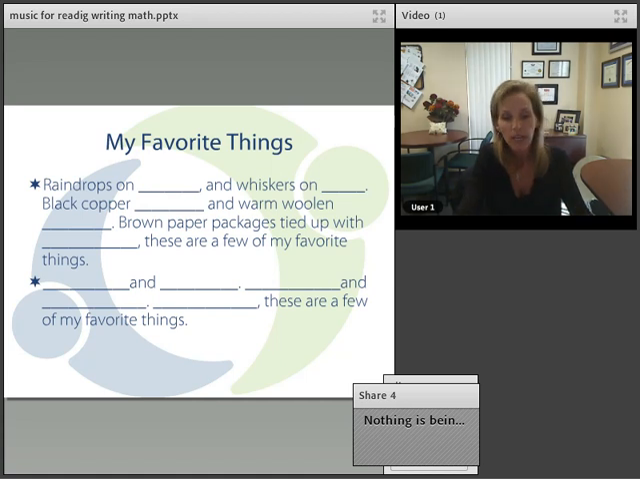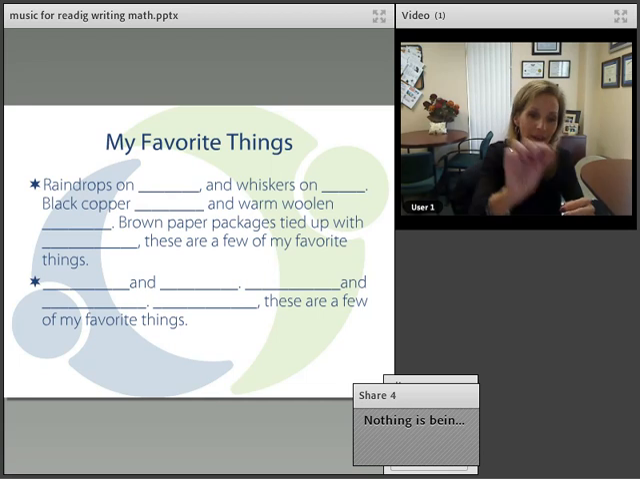For a child who is even at a more complex learning level, you can have picture symbols. And instead of them writing the words next to raindrops on blank, they can select from a variety of picture symbols that you've given them, and they can paste it on the line to fill in the blank.